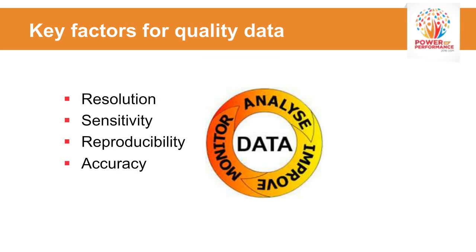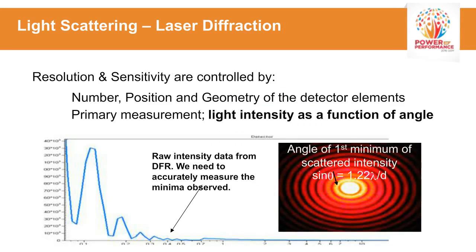We'll discuss here and show some data in a moment for resolution and sensitivity, and how it affects reproducibility and accuracy. We'll be showing some data and some additional slides here, also the results on 114Q. So resolution and sensitivity is very important. It's controlled by the number, position, and geometry of the detector elements I mentioned earlier.